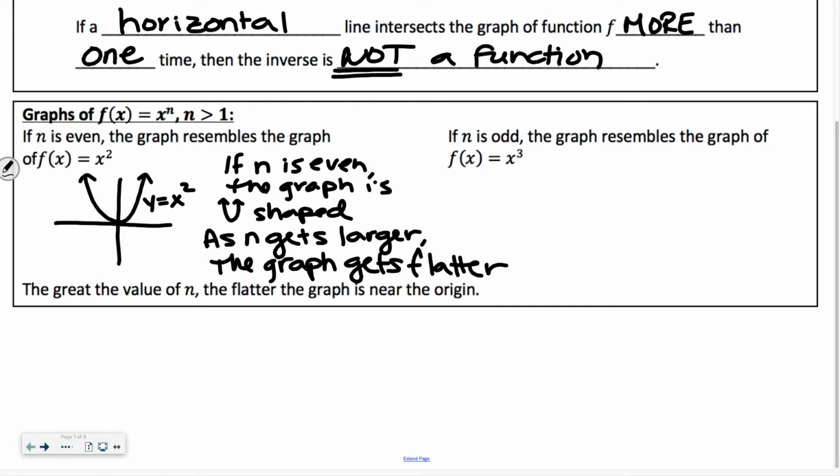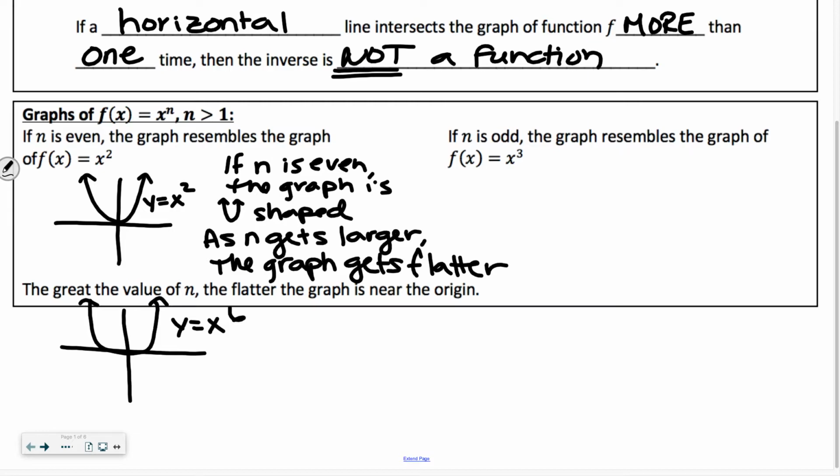Okay, so I say that right there. The greater the value of n, the flatter the graph is near the origin. So I'm just going to draw maybe this is y equals x to the 6. It looks like a U-shaped graph. It looks like a parabola. It's not a parabola. It's just flatter at the bottom. Okay, so all even powers have that same kind of U-shape.